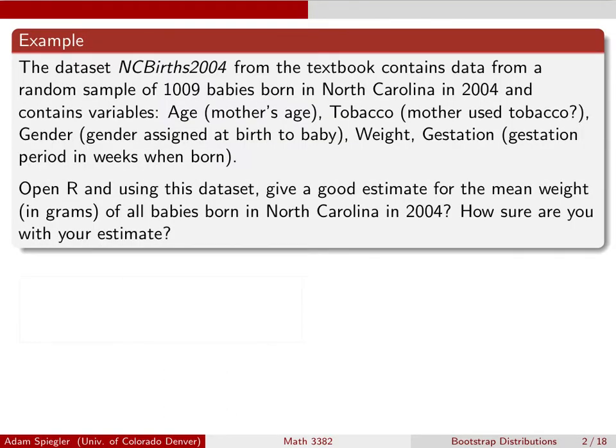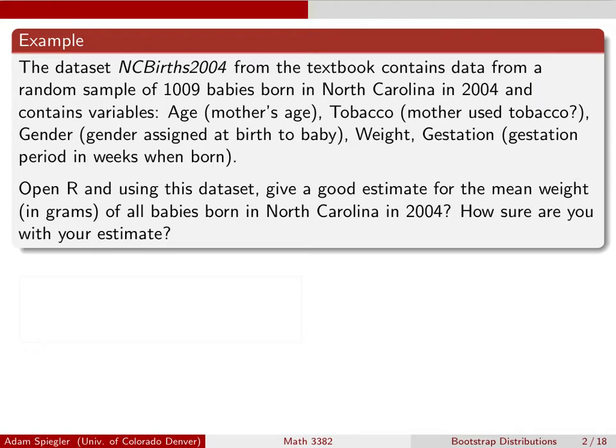Okay, so here's the first example that we'll think about to get the ball rolling on this. So we're going to use a data set called NC Births 2004. So this is from our textbook. So if you load the library resample data, that data set will be in there. And so that data set contains a random sample of 1,009 newborn babies in North Carolina in 2004.